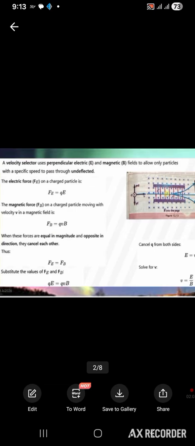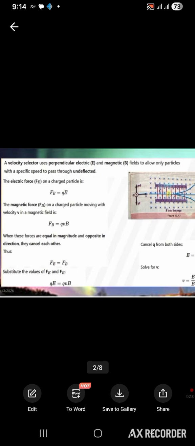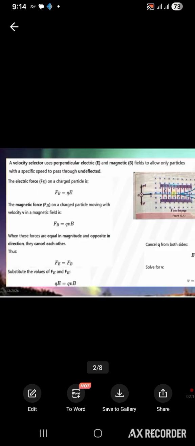Velocity selector: it uses perpendicular electric and magnetic fields to allow only the particles with a specific speed, as we are working on the velocity, to pass through undeflected, right? The electrical force there is equal to QE.